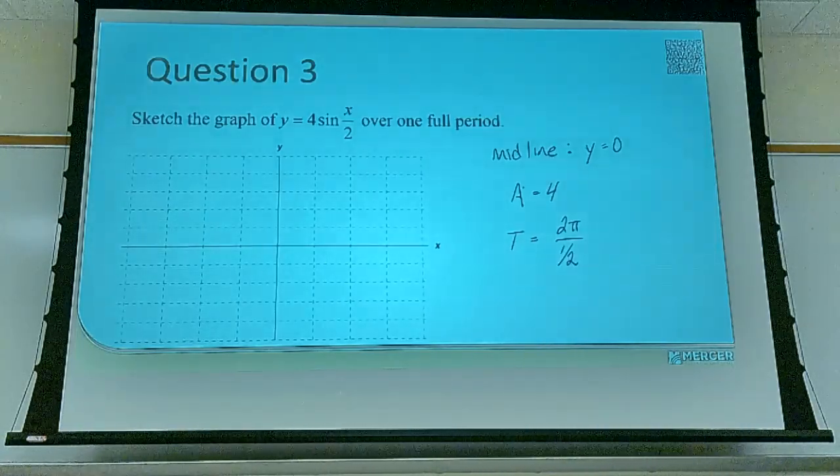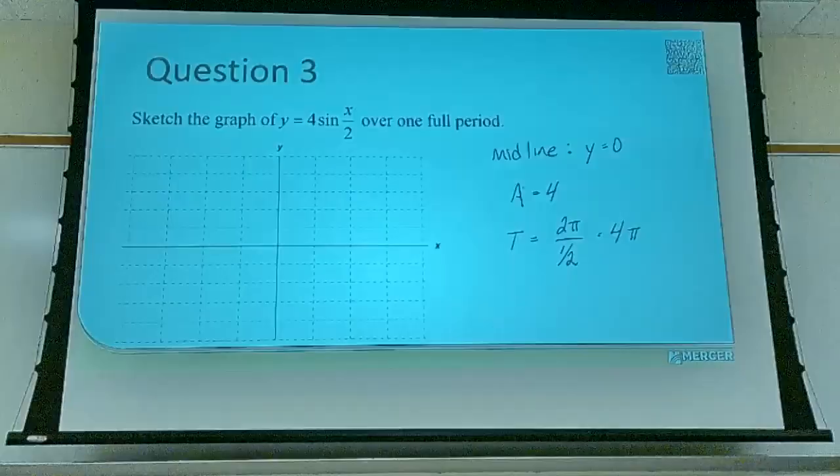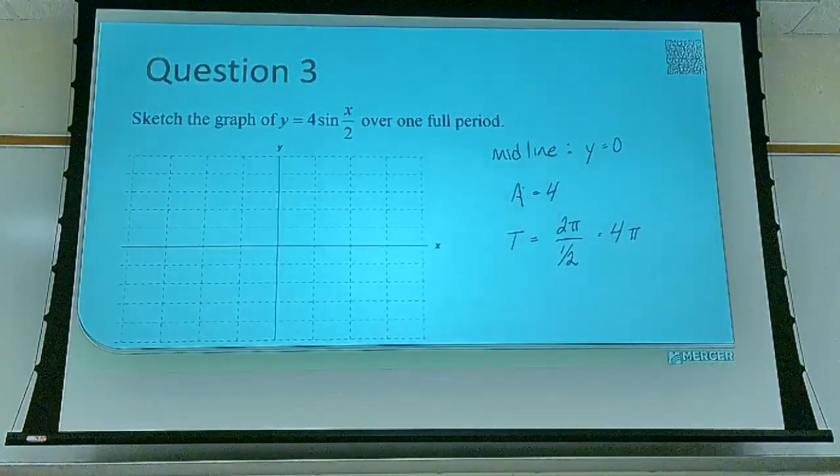X is being multiplied by 1/2. Period is 2 pi over 1/2, which is 4 pi. So it's just 2 pi over what x is being multiplied by. Well, technically, it's the absolute value of what x is being multiplied by. You're allowed to divide by a fraction, right? Dividing by 1/2 is the same as multiplying by 2.